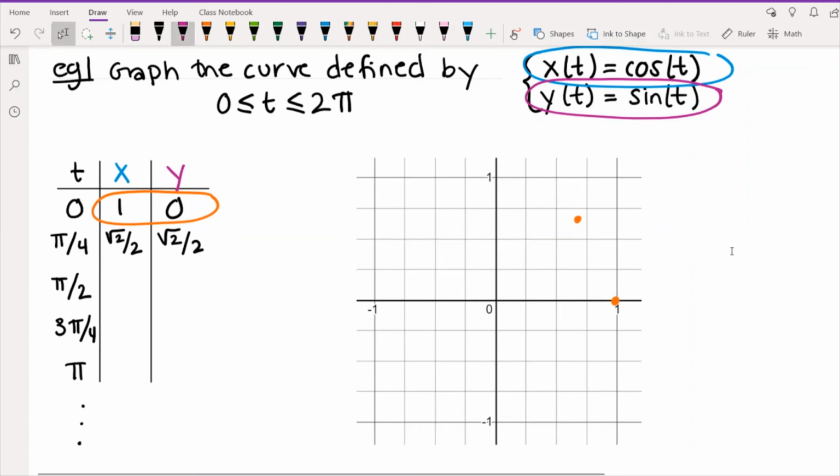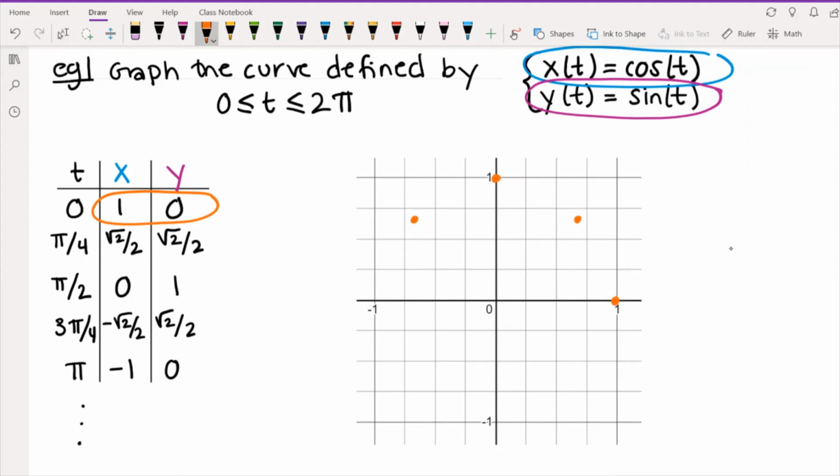Okay, so the next point we have is pi over 2. If we take cosine of pi over 2, that's 0, and sine of pi over 2 is 1. And so our next point is the point 0, 1. Then 3 pi over 4: cosine of 3 pi over 4 is going to be negative root 2 over 2, and sine of 3 pi over 4 is positive root 2 over 2. So again, we have approximately 0.71, so somewhere like here. And then finally, for this table, if we plug in pi, cosine of pi is going to be negative 1, sine of pi is 0. And so we get this point here.